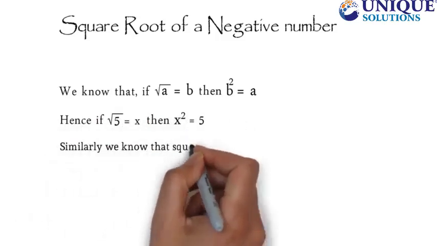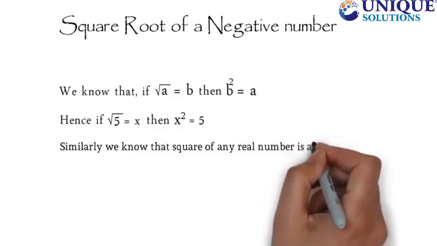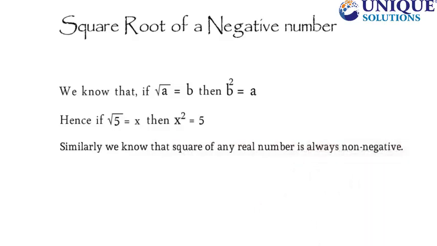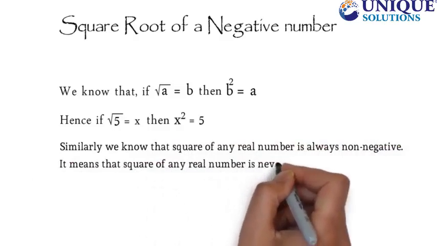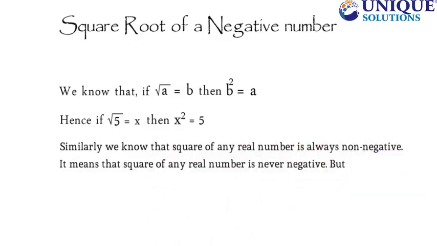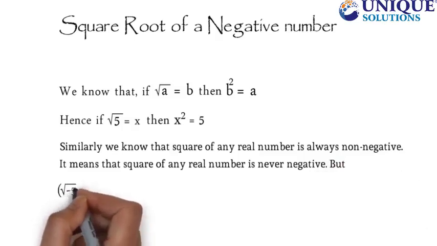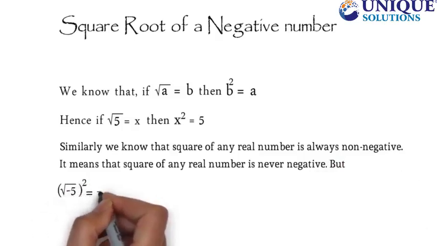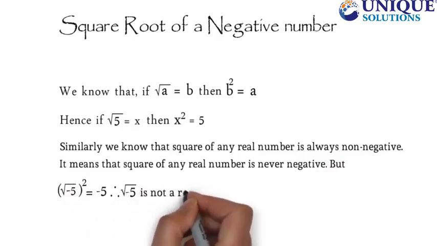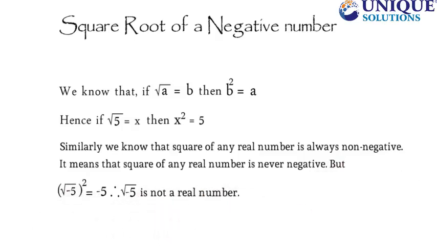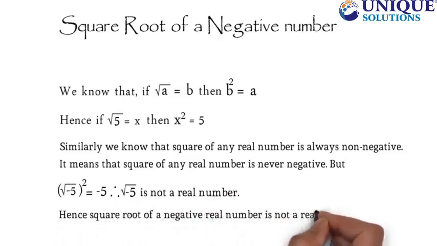Similarly, we know that square of any real number is always non-negative. It means that square of any real number is never negative. But square root of minus 5, the whole square, is equal to minus 5. Therefore, square root of minus 5 is not a real number. Hence, square root of a negative real number is not a real number.